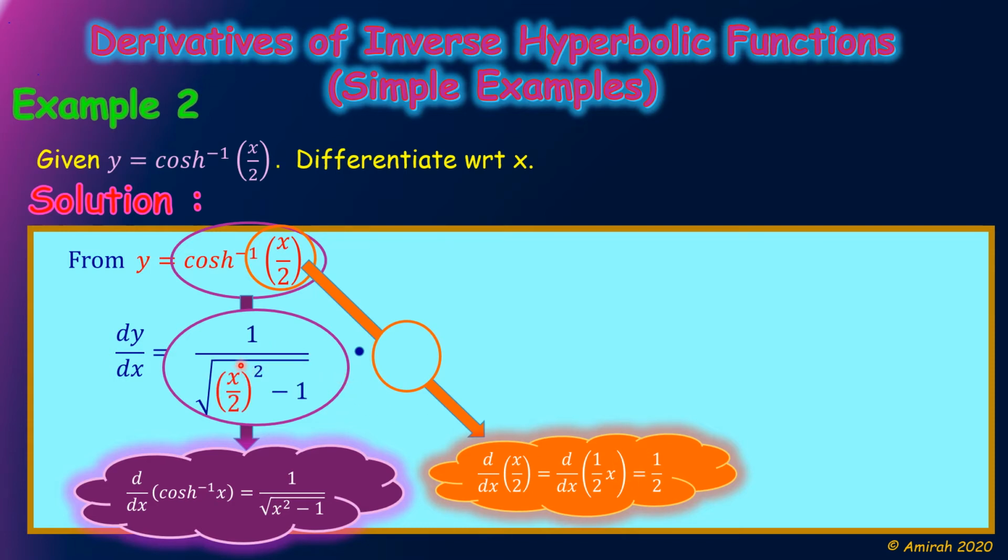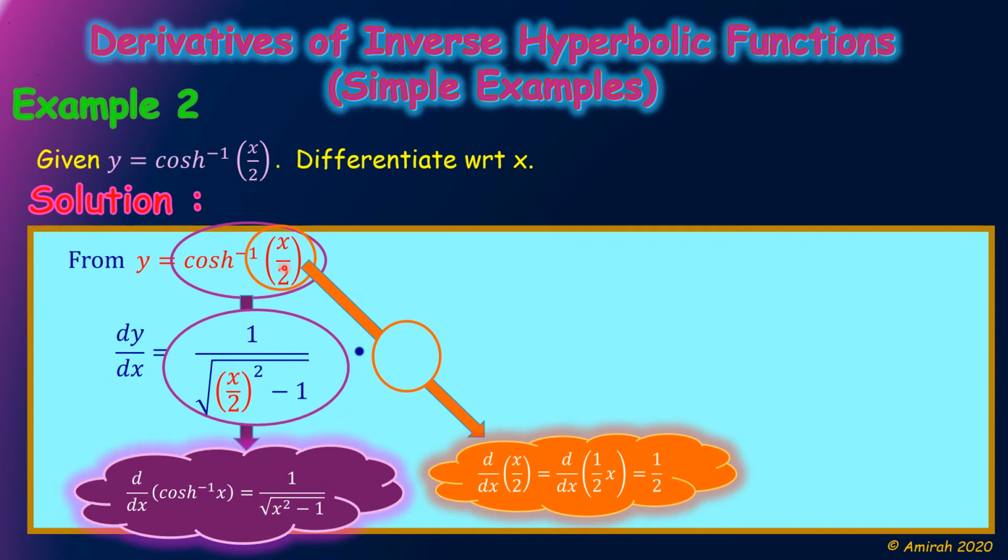Now, what is the correct function inside the first circle, in the second row here? We can refer to the derivative of inverse cos x, which equals 1 over square root of x squared minus 1. We just replace x by x over 2 here. Meaning that we have 1 over square root of, we replace x by x over 2, bracket squared, and then minus 1.